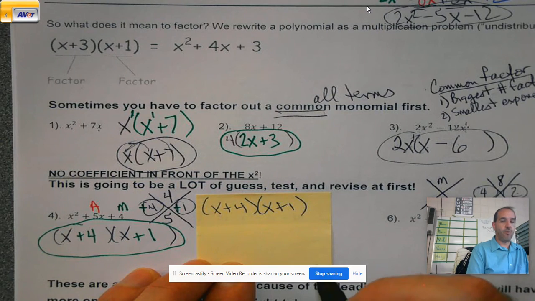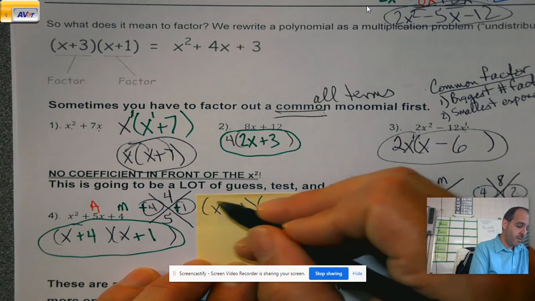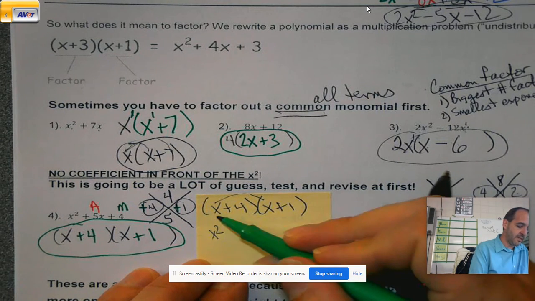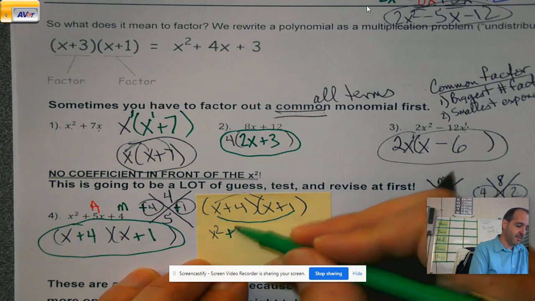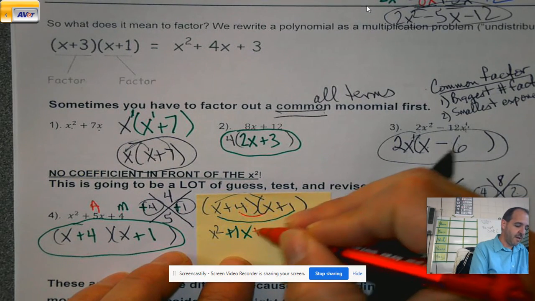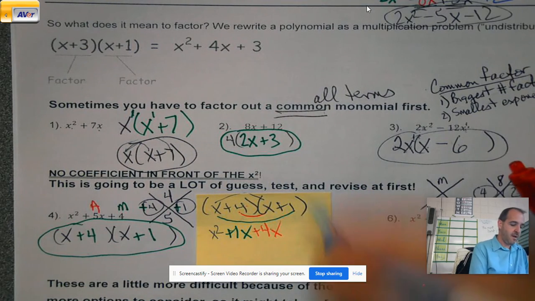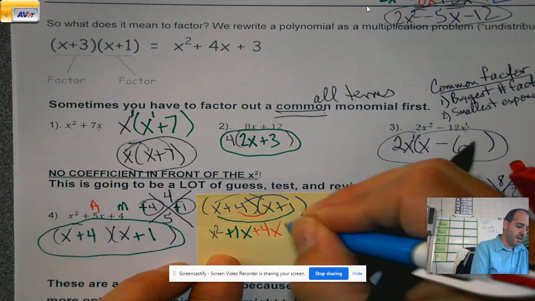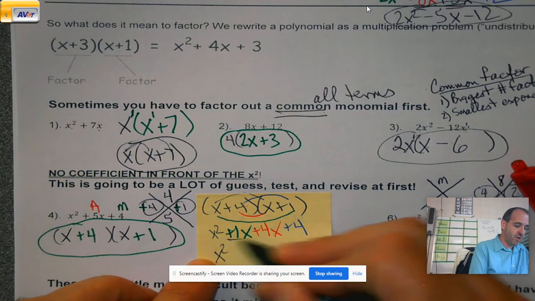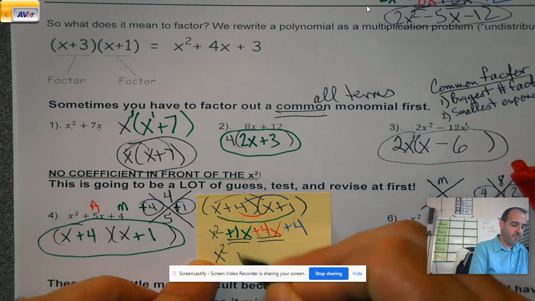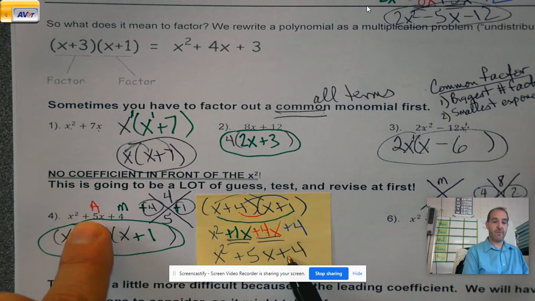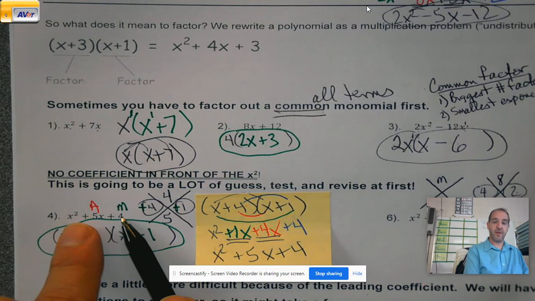If I go back and do the FOILing like we did on the first problem, x times x is x squared. Outside, 1 times x is 1x. Inside, 4 times x is 4x. And last, 4 times 1 is 4. Check out the common terms in the middle. 1 plus 4 is 5x plus 4. Okay, I got my original problem back. So that is the factored form of this.